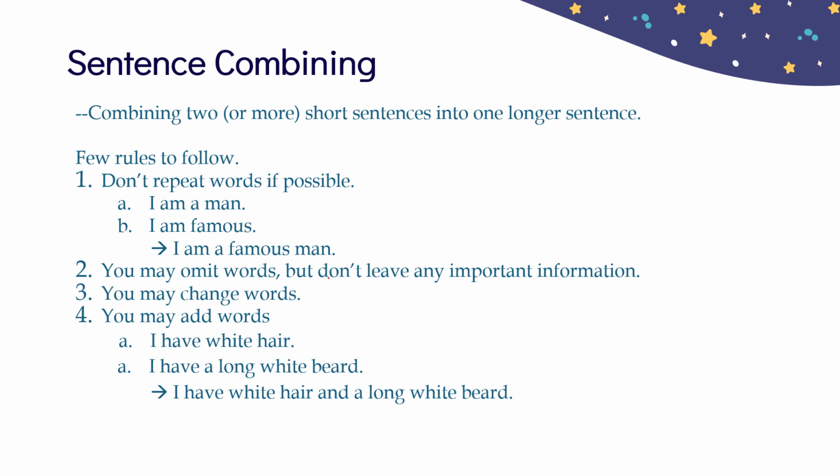You may omit words but do not leave any important information. You may change words. For example, you may change a noun to pronoun or make a singular word plural. You may add words. For example, I have white hair, I have a long white beard. I have white hair and a long white beard. In this case, we need to add and here to combine these two positive sentences.